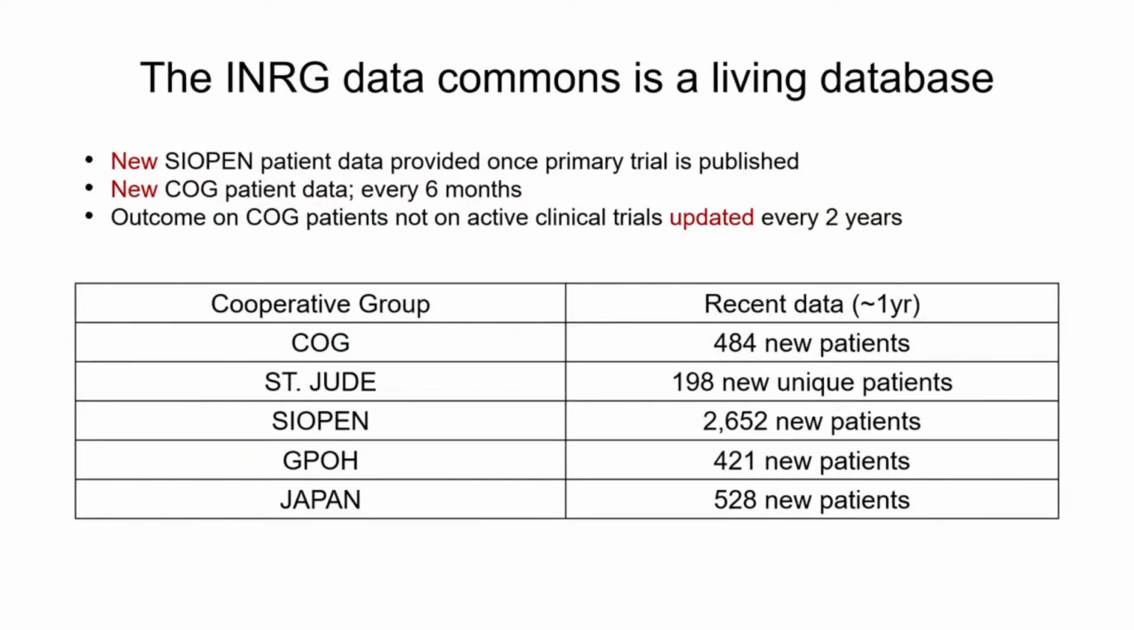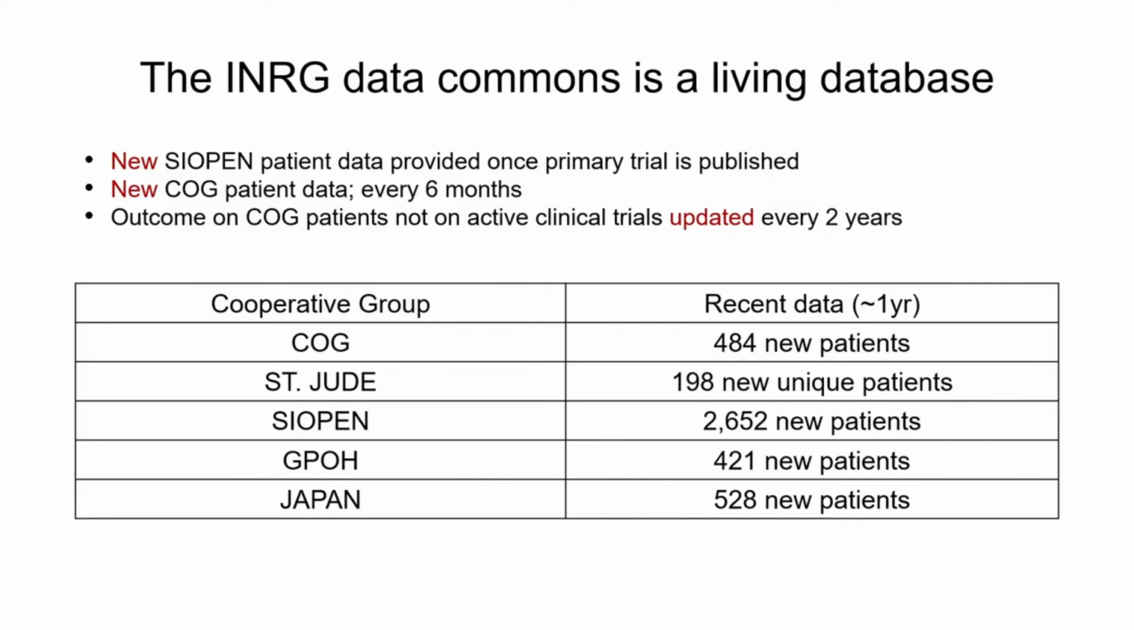And as I mentioned, this is a living database. People are constantly adding new information. The INRG is very excited that they're now collaborating with St. Jude to include patients who are treated there, de-identified, making sure that there's not overlap, as patients can come and go between COG institutions and that institution.